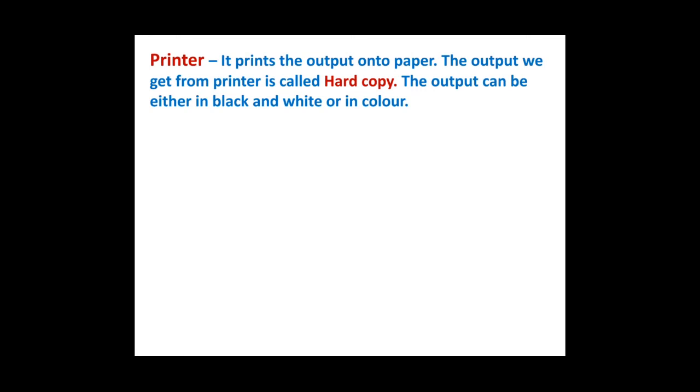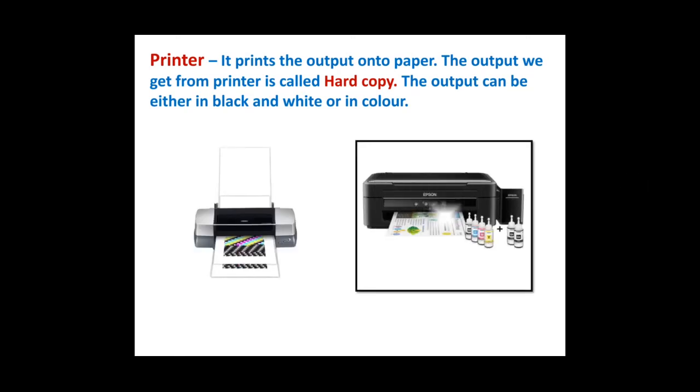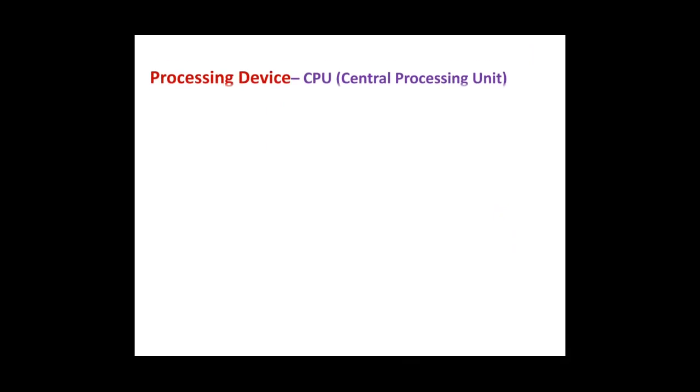And the output that we get from a printer can be black and white, and even in color, because printers are now available in the market which give black and white printouts and even colored ones. Okay, next we have the processing device.